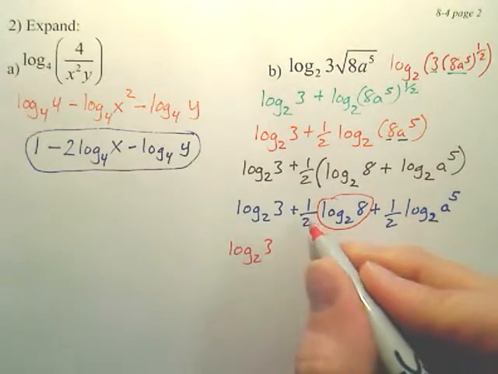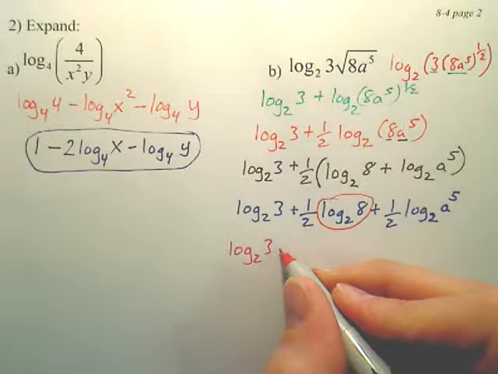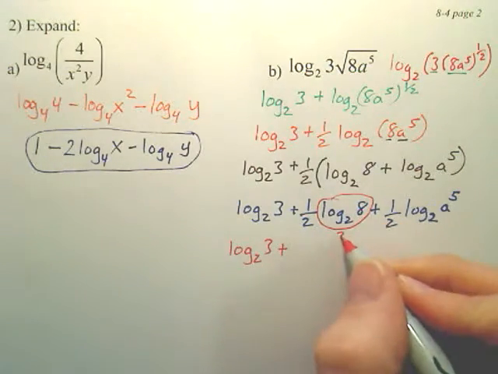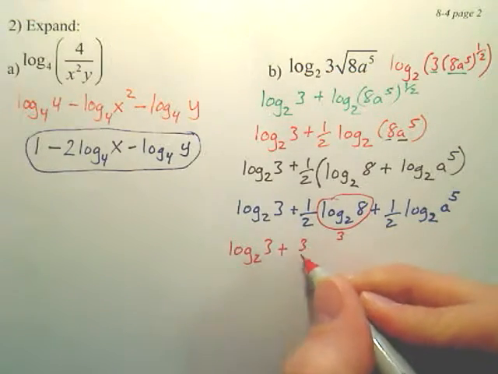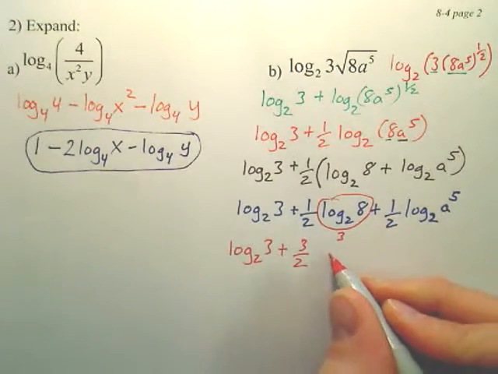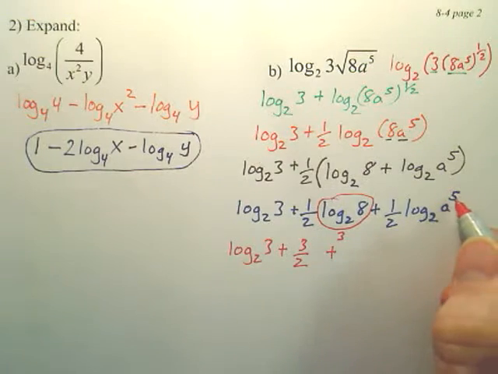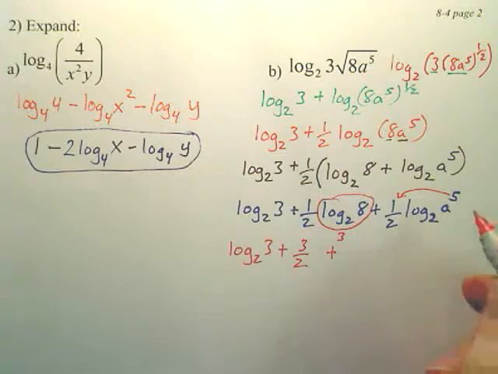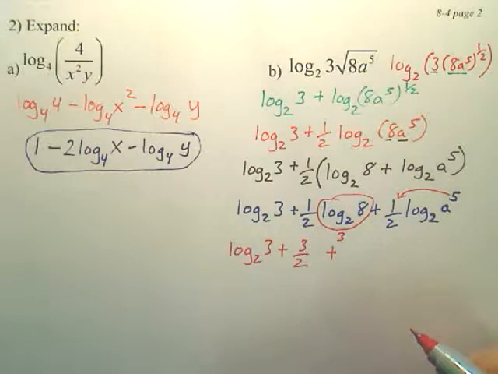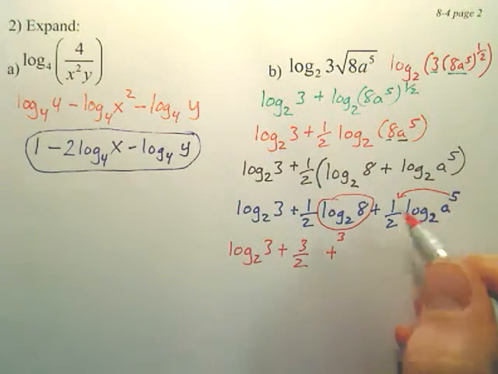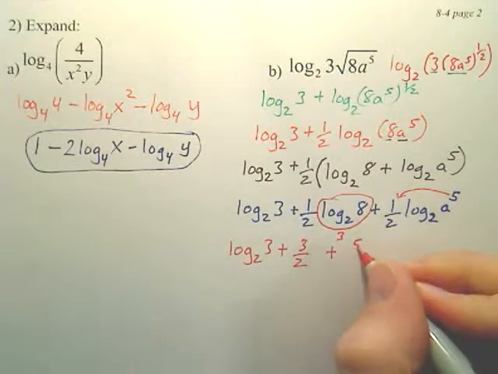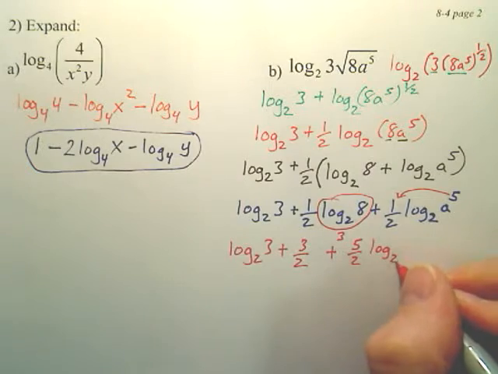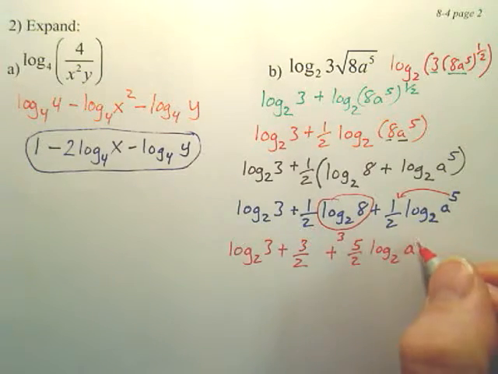Write that one. This is going to be 1/2 times 3. What's 1/2 times 3? You should understand this is 3 here. 1/2 times 3 is 3 over 2. And isn't this 5 going to jump up here? Aren't you going to take that 5 and multiply it by the 1/2? So what's 5 times 1/2? It's 5 over 2 log base 2, a.